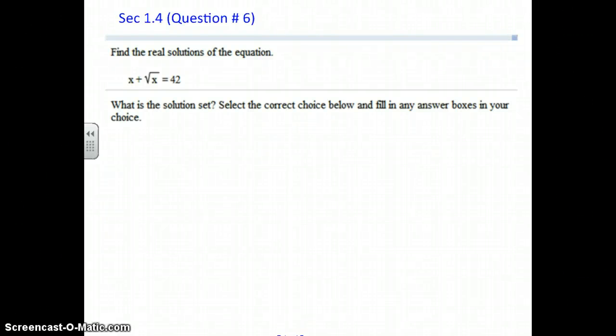Hello, my name is Rob Reynolds, and a student of mine asked me to help them with section 1.4, question number 6, off of their MyMathLab, and it was to find the real solutions.